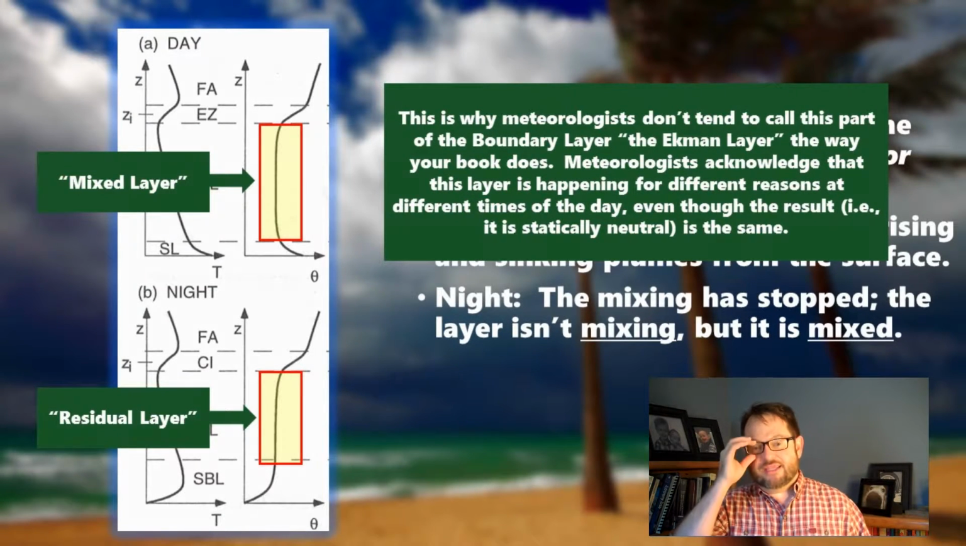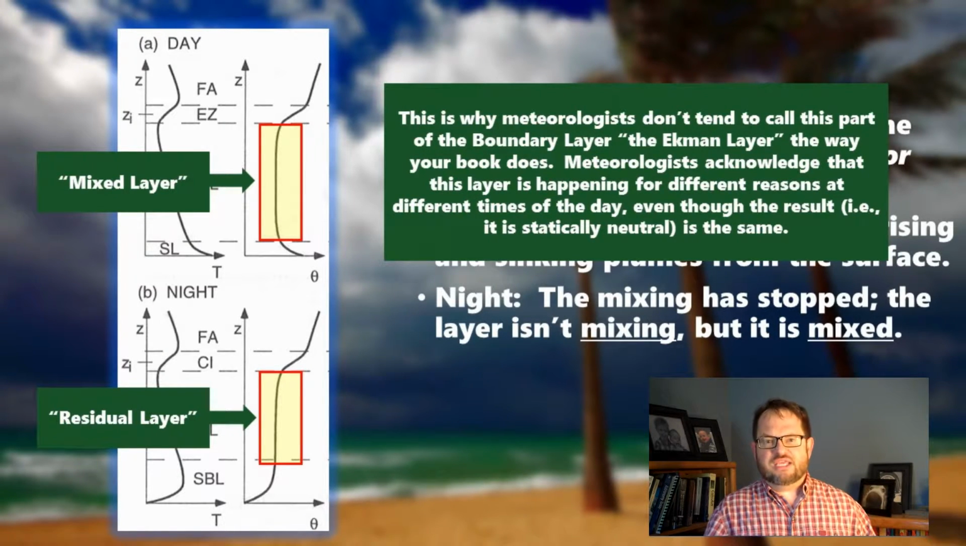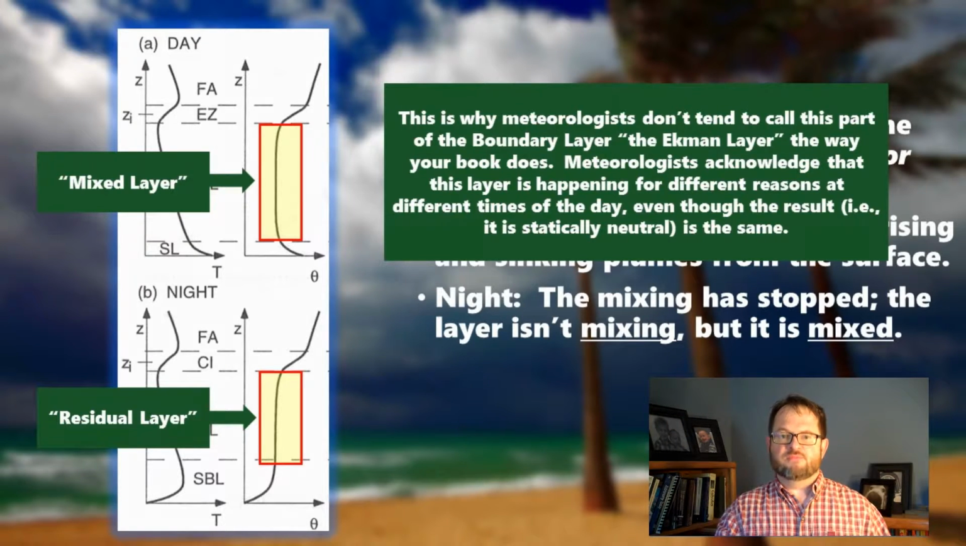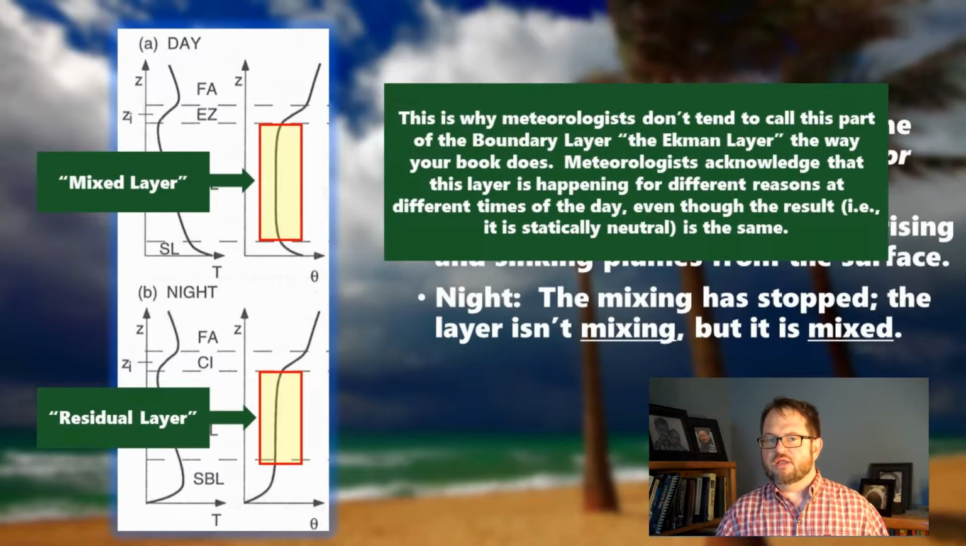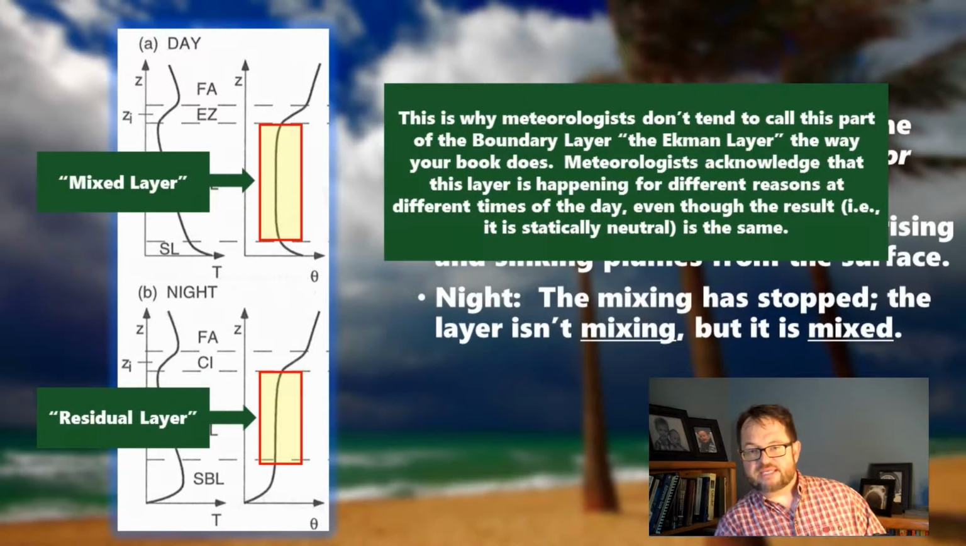Meteorologists actually do not like the term Ekman layer because it's kind of lumping together two things that are happening for very different reasons. It just so happens they have the same effect. Whether the boundary layer is actively mixing right now and we have the mixed layer, or whether it's at night and there's no more mixing anymore, but the layer is so well mixed it doesn't really matter, it's the residual layer, you get the same effect of it being statically neutral, but for two very different reasons. So meteorologists hate that term, Ekman layer. They tend to call it either the mixed layer during the day or the residual layer at night.